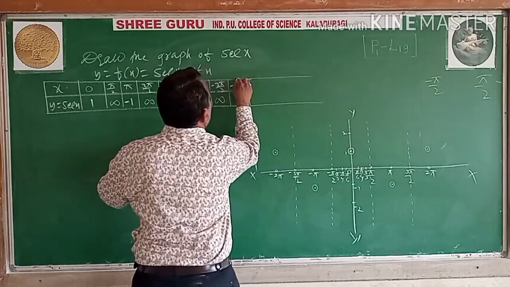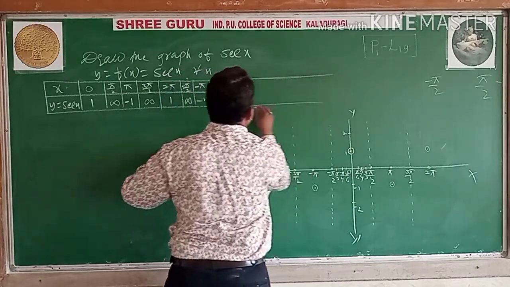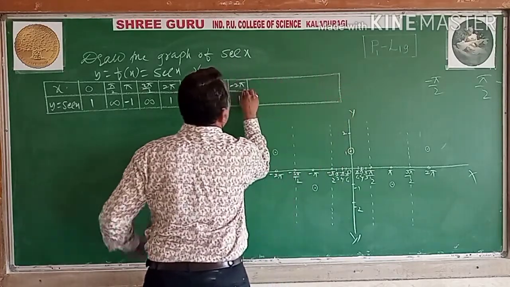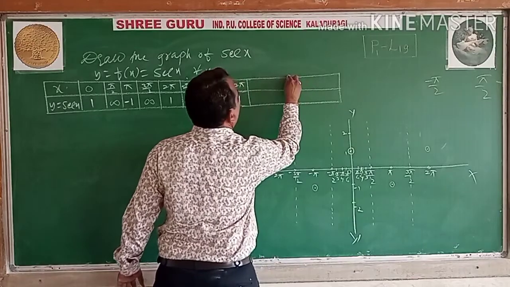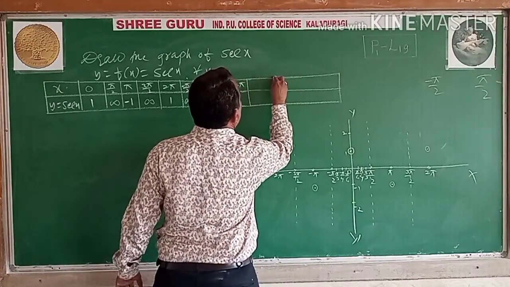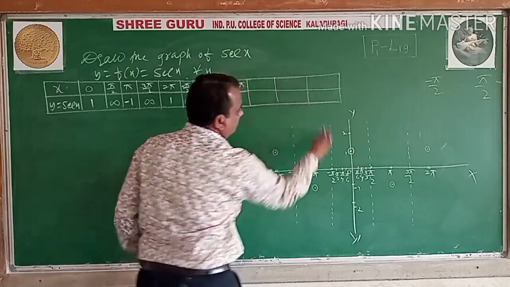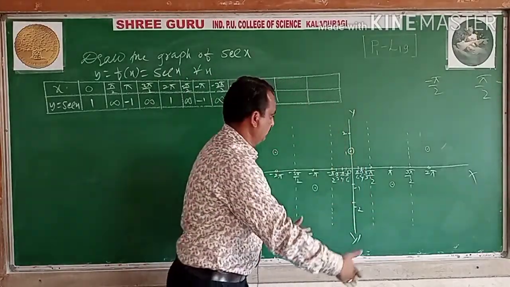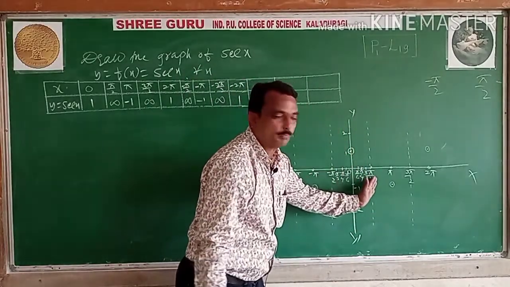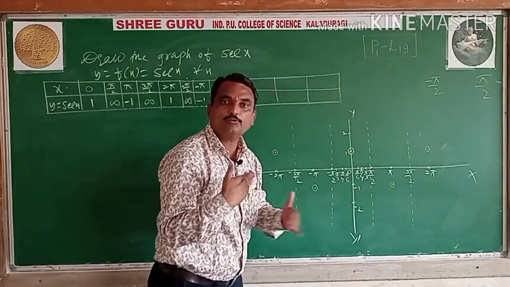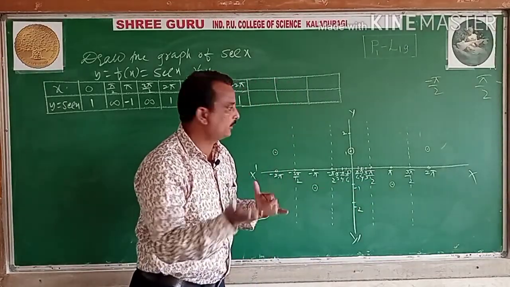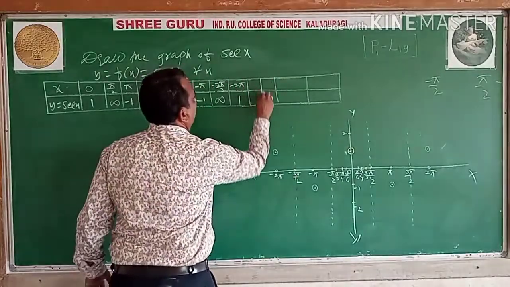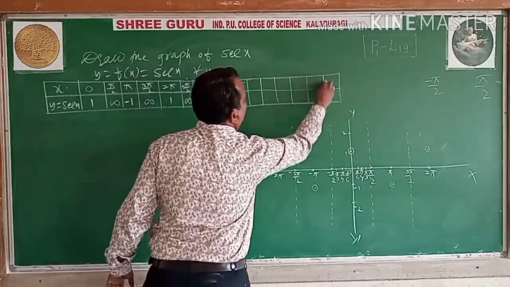We will extend this table, because here we are getting the infinity lines. For that reason, we have chosen the interval minus pi by 2 to plus pi by 2. In tan also we have chosen like that, and in cot also, in the interval 0 to pi. Let us see what type of values we will get.